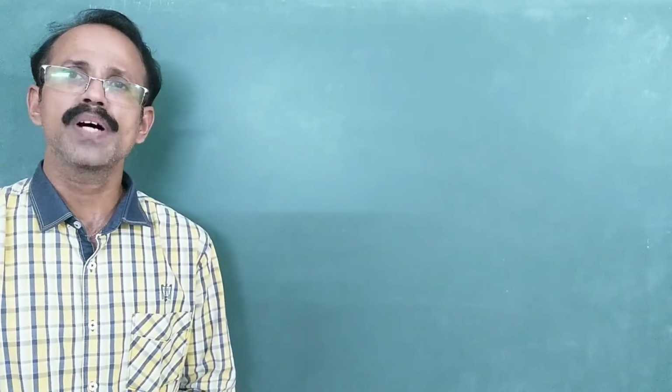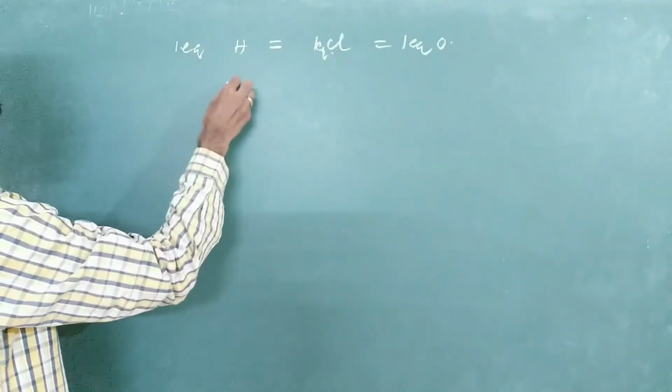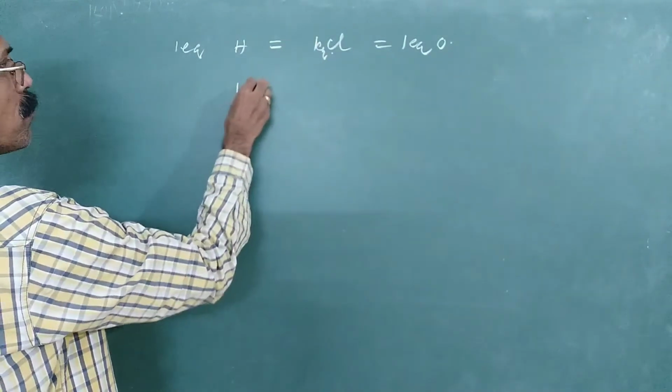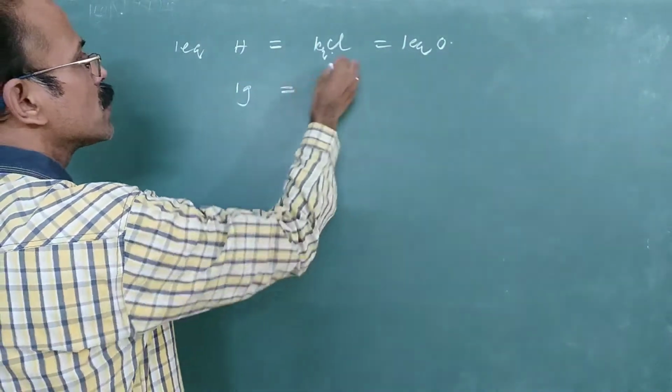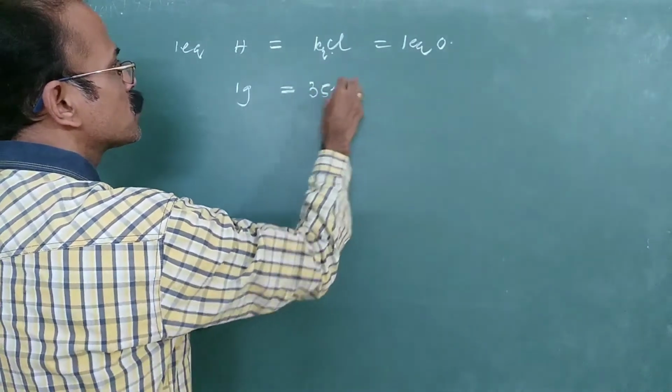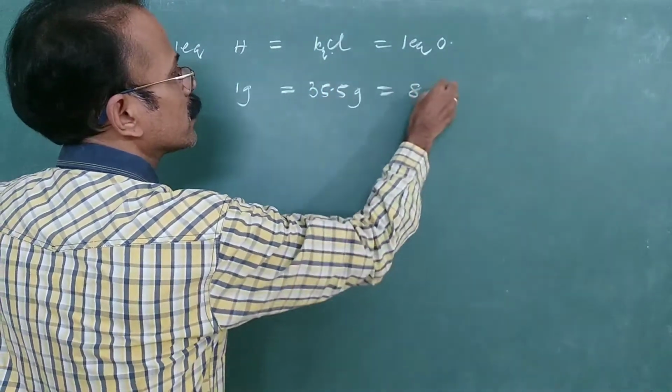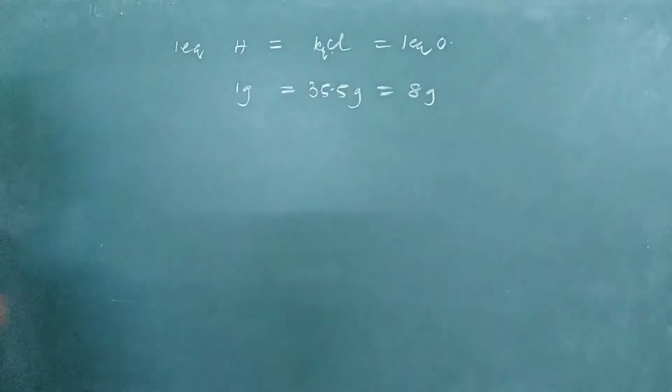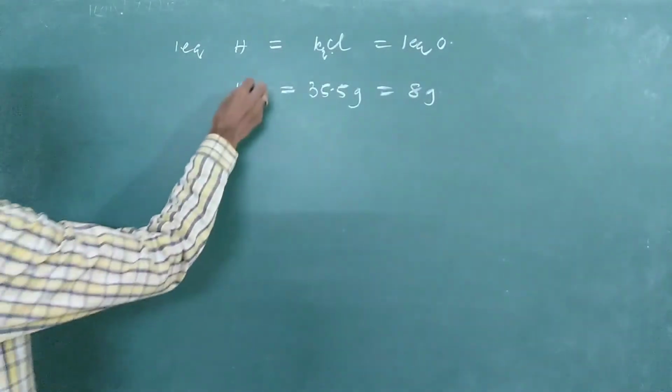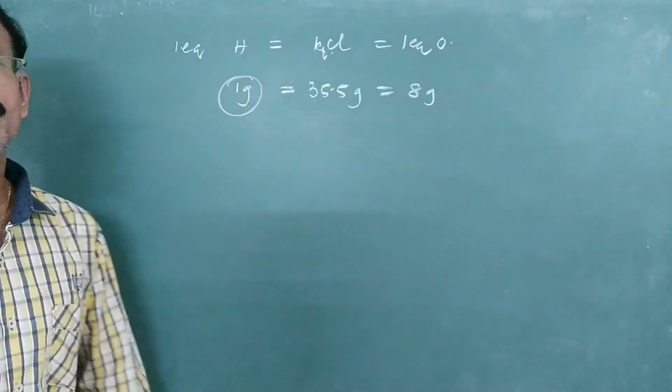Now as per law of chemical equivalence, one equivalent of hydrogen is equal to one equivalent of chlorine and one equivalent of oxygen. One equivalent of hydrogen means what? 1 gram, and 1 equivalent of chlorine means 35.5 grams and 8 gram. So from this you can modify the definition of equivalent weight now.